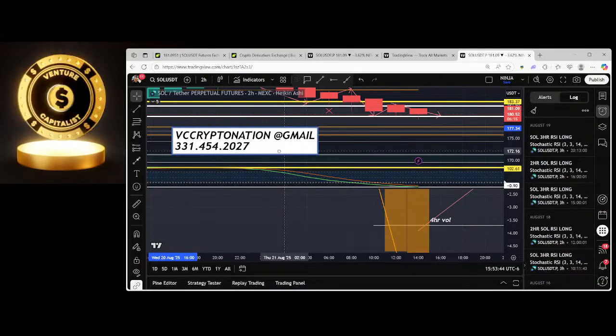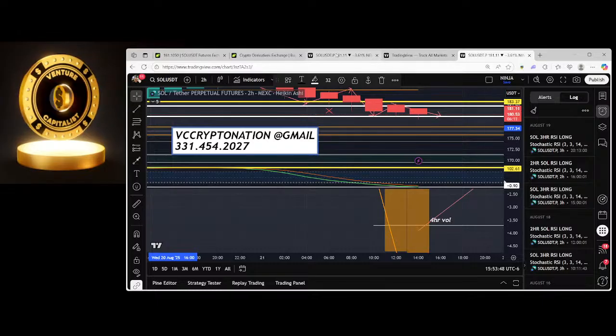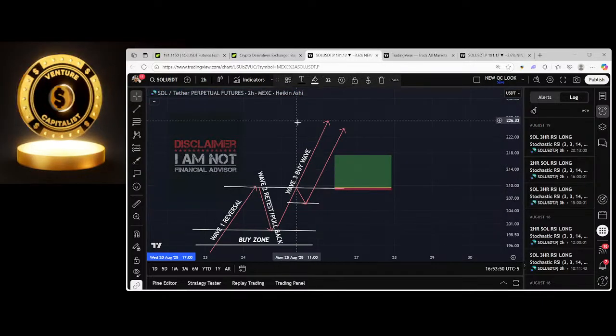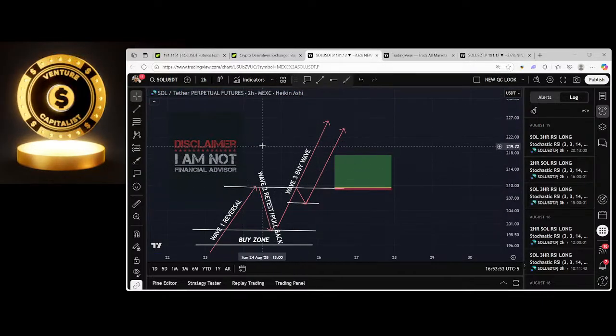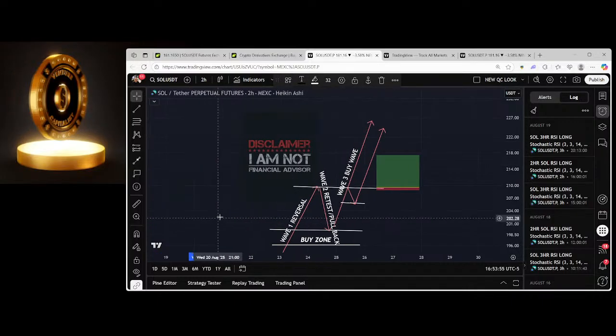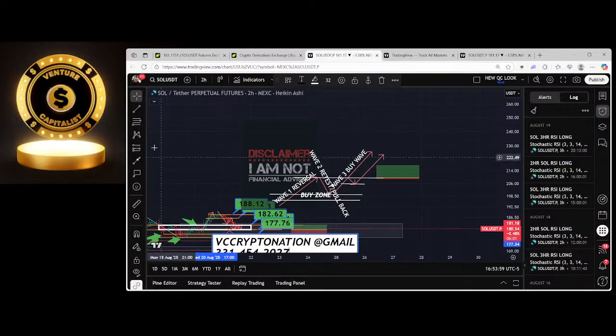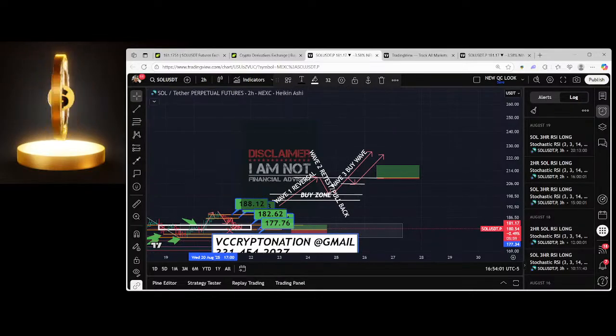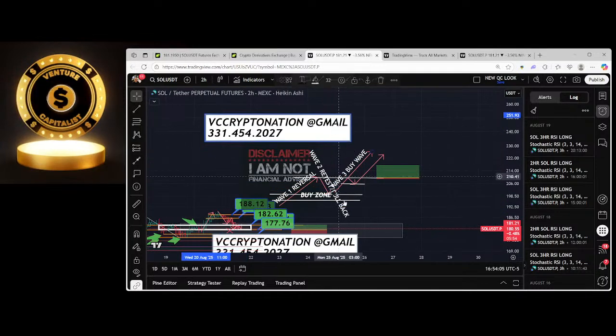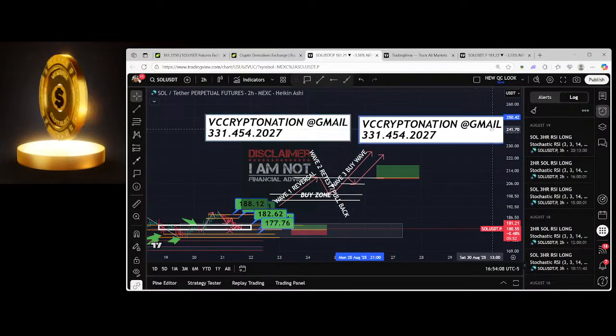Take a screenshot if you want. Control copy, control paste. There you go. Click here. There you go. Okay.